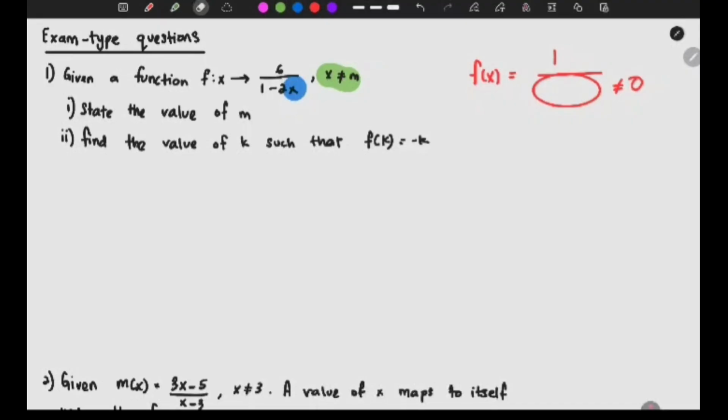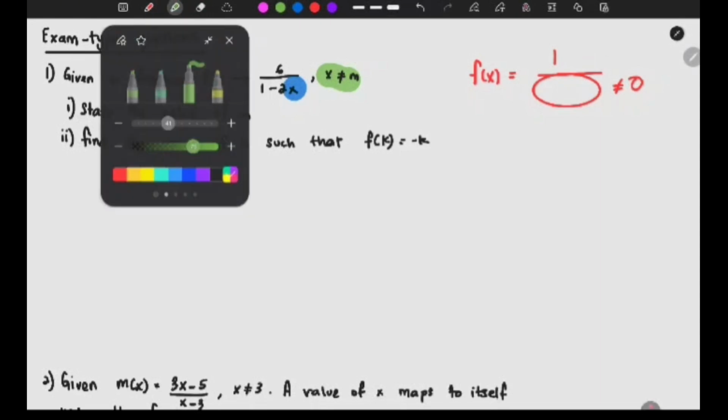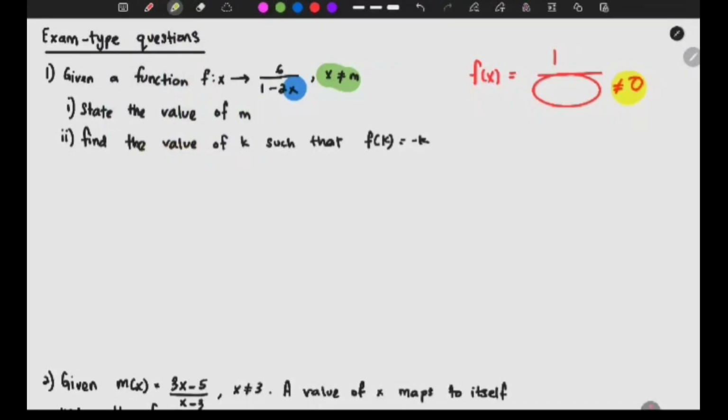Your denominator, when there's a function, if there's a fraction, automatically in your mind you have to remember one thing: the denominator cannot be equals to 0. That's the thing that you have to know. So in this case, on top is 6. It can be any number, I don't care. But your bottom denominator cannot be equals to 0. Remember this, guys. It's a very common exam type of question.